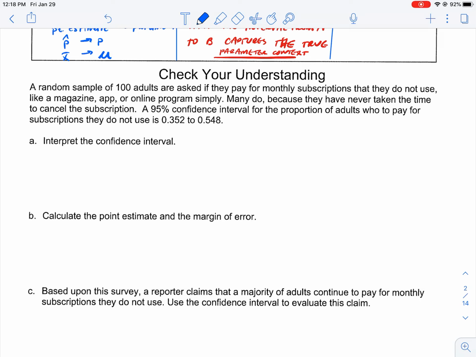I think it'll help to do a little example here. So let's talk about the check your understanding. A good way to do these is to pause, try it on your own, try some semblance of it, and walk with me through it as I explain it. I'm going to go ahead and roll.